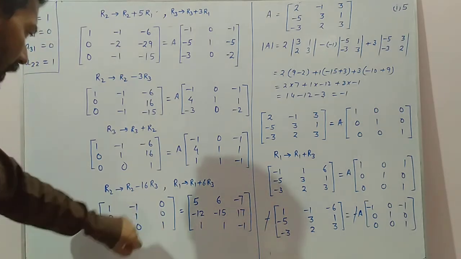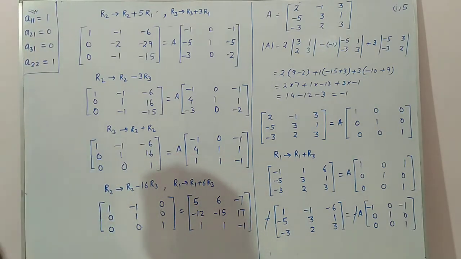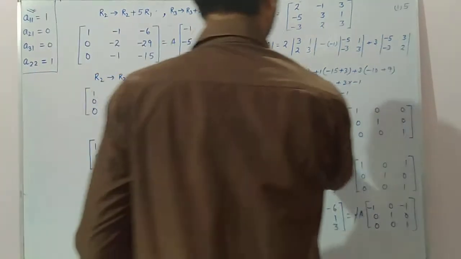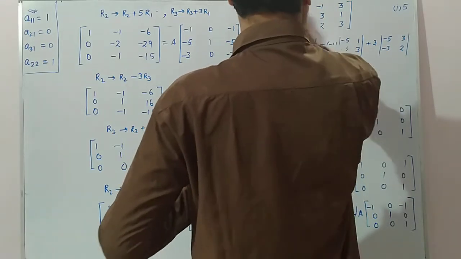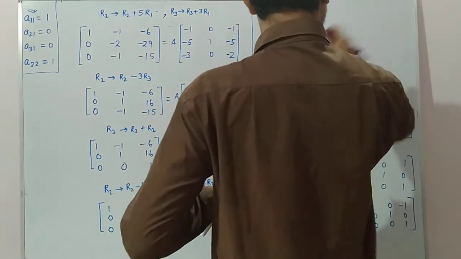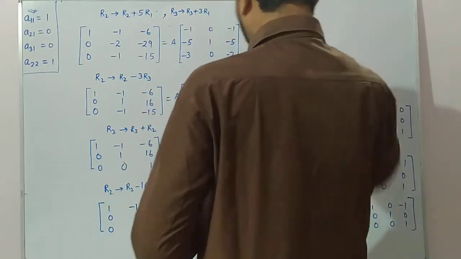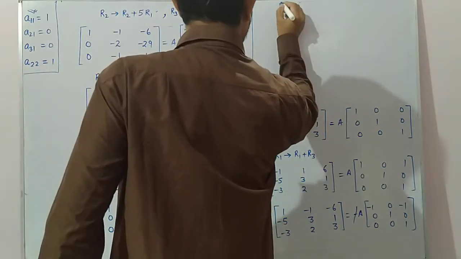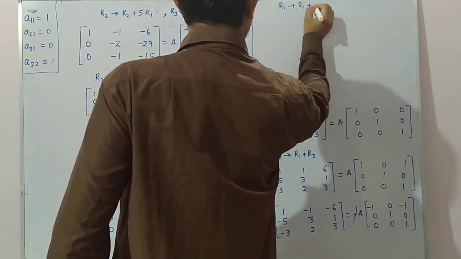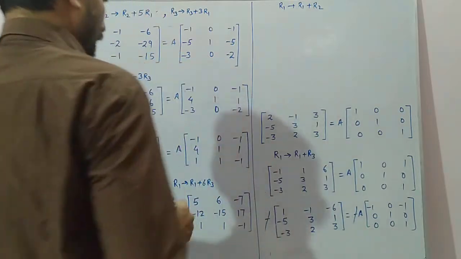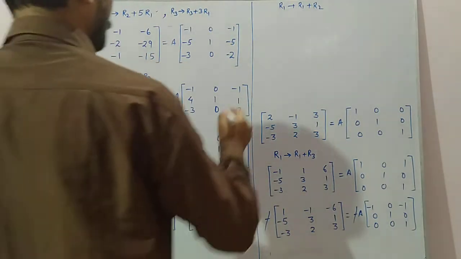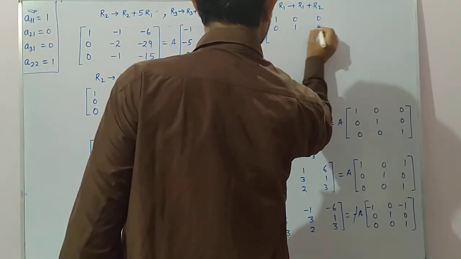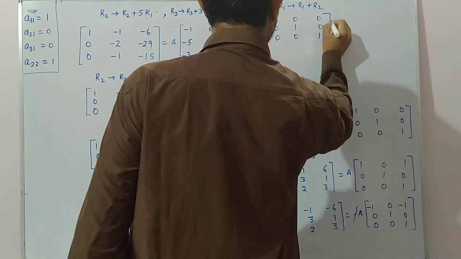Okay. Now only one thing we require, we have to convert this one to be 0. And this can be done. See here. This is minus 1 plus 1, this will be 0. Yes. So R1 changes to R1 plus R2. So this will be 1 0 0, 0 1 0, 0 0 1.